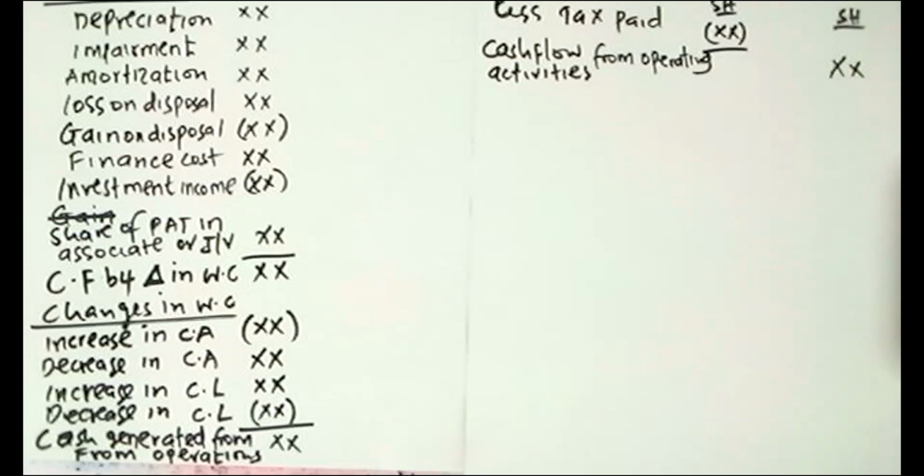You adjust your profit before tax against the non-operating items, which are incomes and expenses, which were adjusted to get this profit before tax. So which are these items? Depreciation, impairment, amortization, loss on disposal, gain on disposal, finance cost and investment income. And finally, we have the share of profit after tax in associate or joint venture. Things like depreciation, these were expenses. To arrive at the profit before tax, they could have been deducted. We add back. The same thing with impairment.